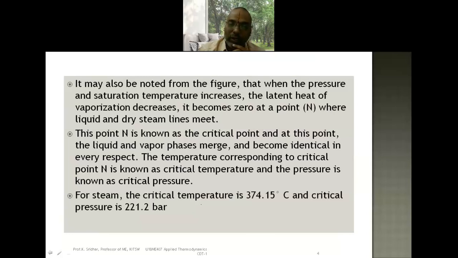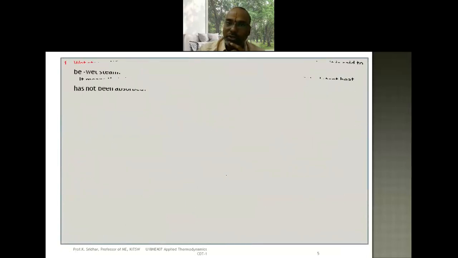So the important one is, for steam, what is the value of the critical temperature? It is always equal to 374.15 degrees centigrade, and the critical pressure value is always equal to 221.2 bar. So these are the critical pressure and the critical temperature of the steam.